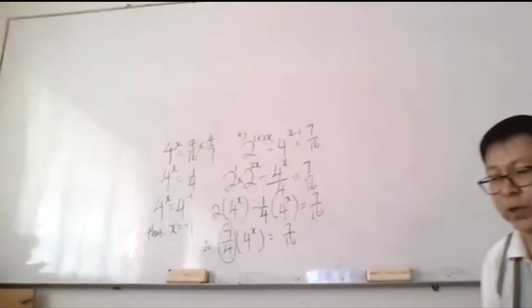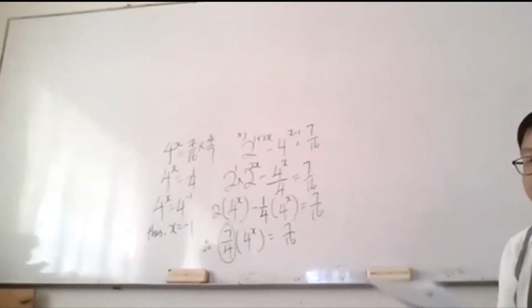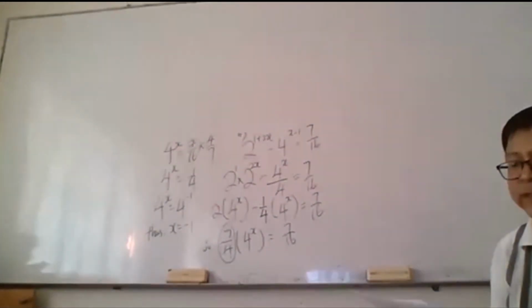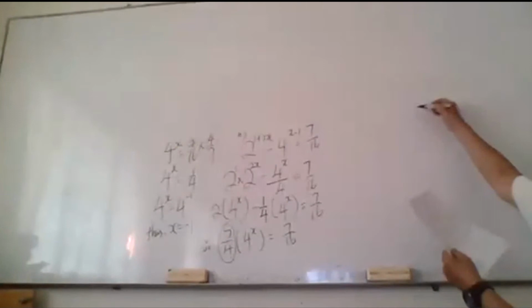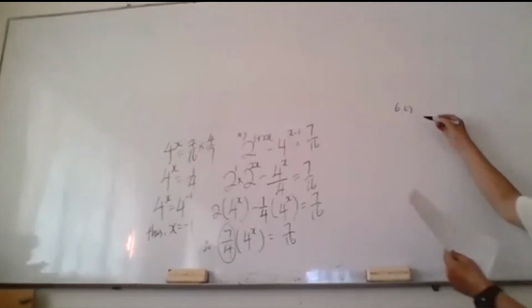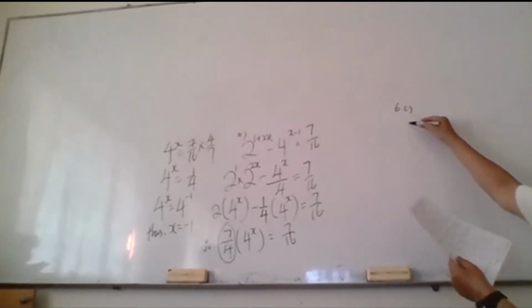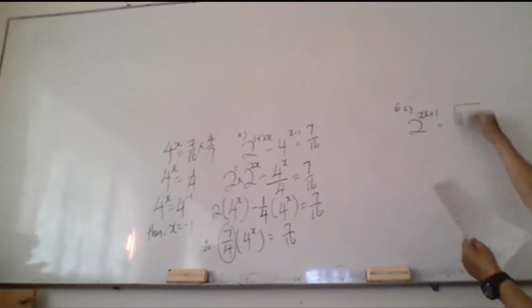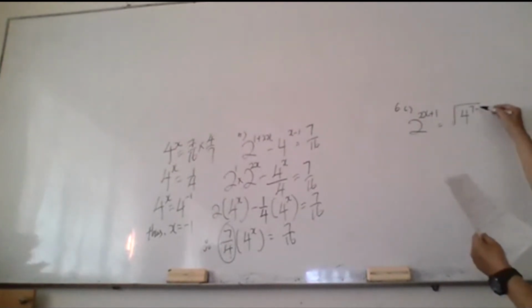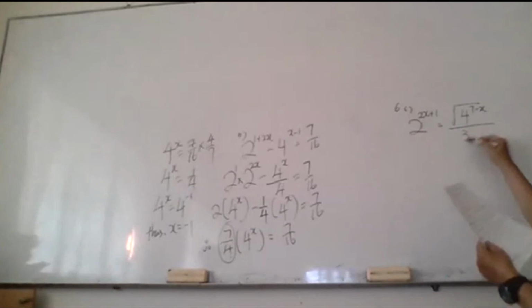Okay, very well. So students, I will proceed with question 6C. If you're okay, can you please look at the whiteboard so that I can proceed with your question 6C. Over here you see that 2x plus 1 equals the square root of 4, 7 minus x over 32.